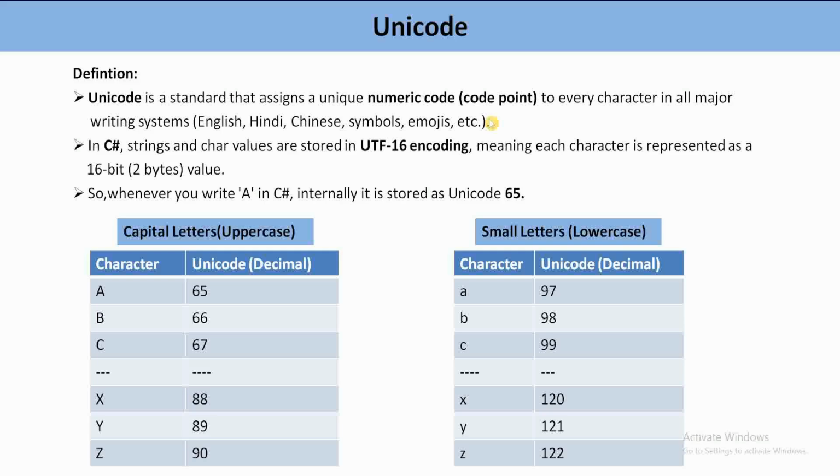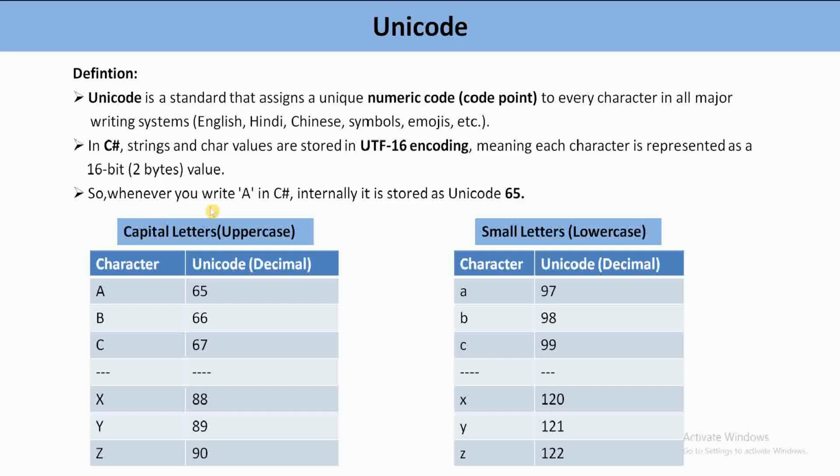If we have any capital letters or any lower letters, then it will provide us the fixed value for that particular character. These are unique values we have. In C Sharp, strings and char values are stored in UTF-16 encoding, means each character is represented as a 16-bit, 2 bytes value. So it is a UTF-16 encoding, means each character is considered as a 16-bit, means 2 bytes value. Every character, every string value, every char value we have will follow the UTF-16 encoding procedure.